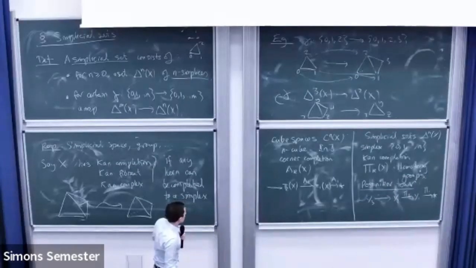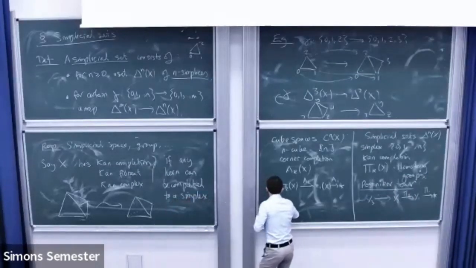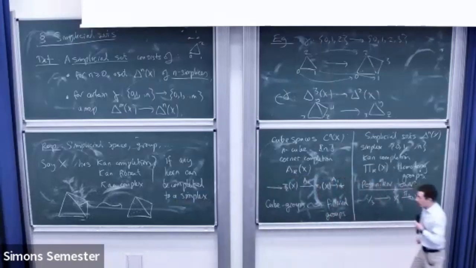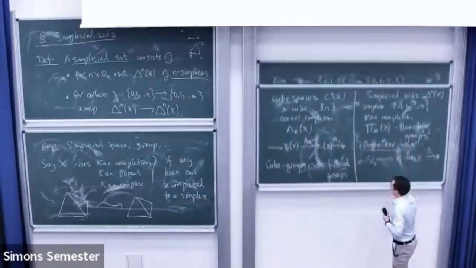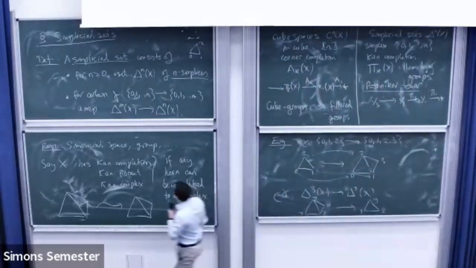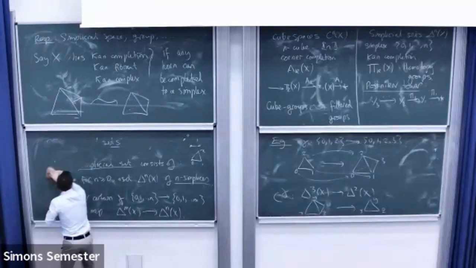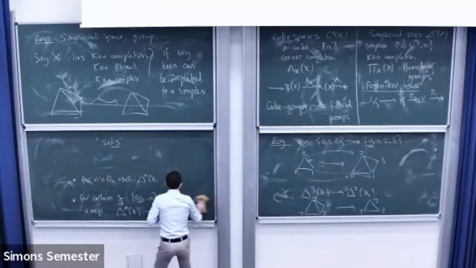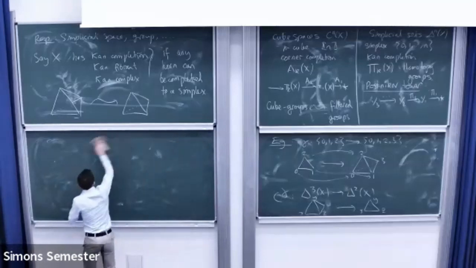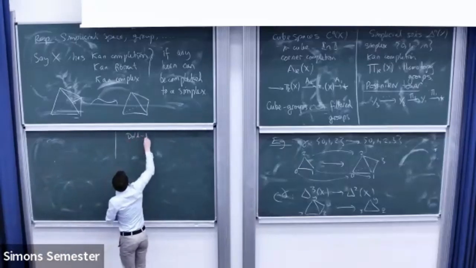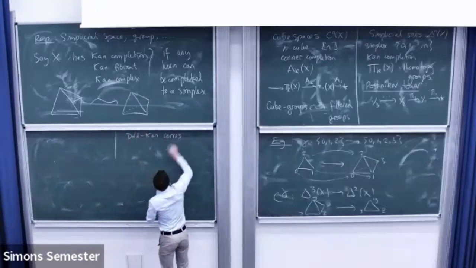Maybe I'll try and squeeze in one more on the board. Remember I said that cube groups are in one-to-one correspondence with filtered groups, at least if they're concrete. I'll have to extend my table onto a second board. But this again has a completely analogous theorem for simplicial sets. It even has a name, like Postnikov towers. This is called the Dold-Kan correspondence. Kan gets a lot of screen time today.